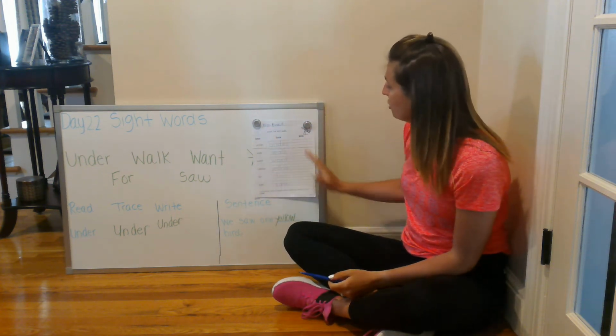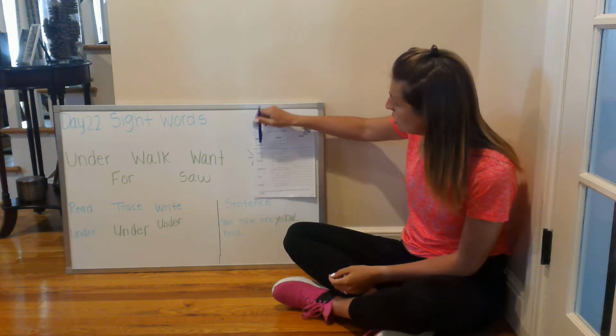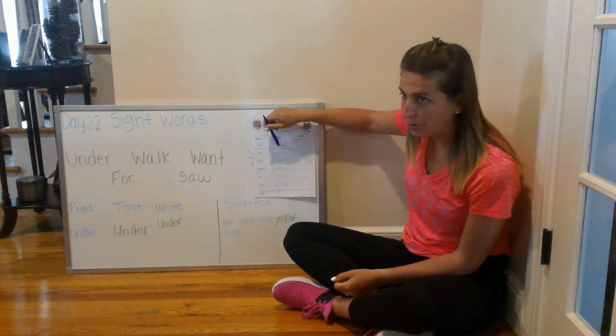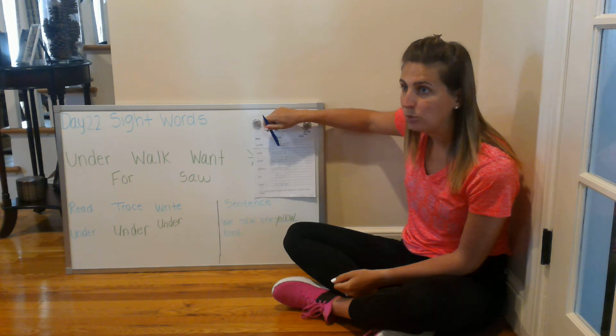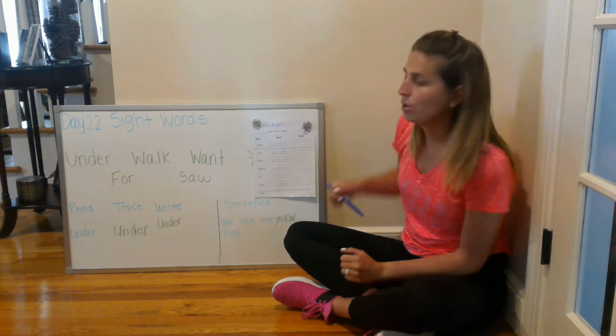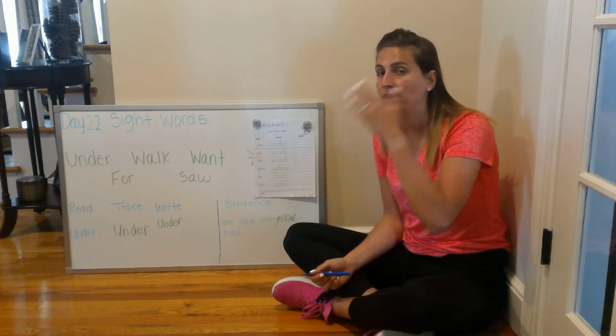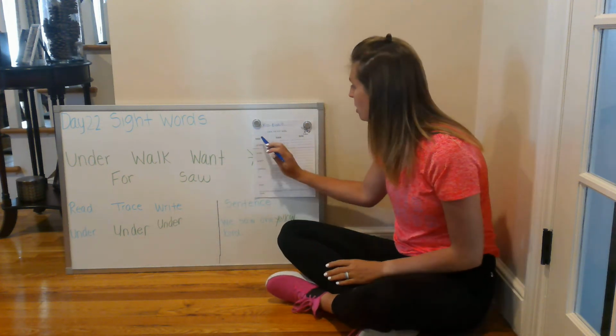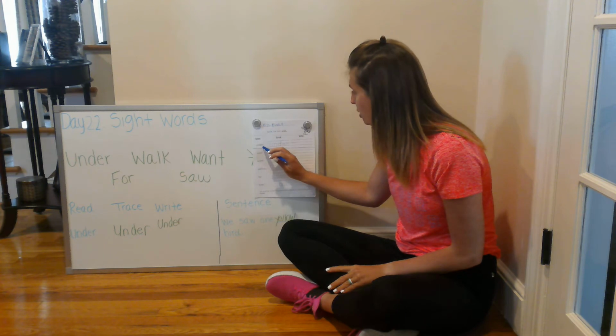Now we're going to look at our 3 columns. Read, so we're going to read the sight word below. Trace the sight word below by saying each letter as we trace it. And then write the sight word on our own by saying each letter as we write it. So our first sight word is exactly the one that we did here. We're going to read it, which is under.